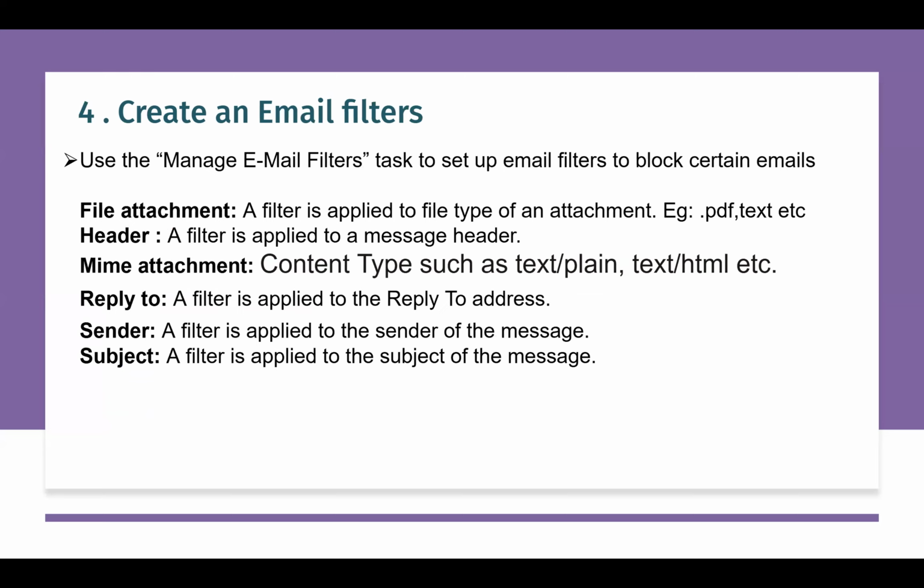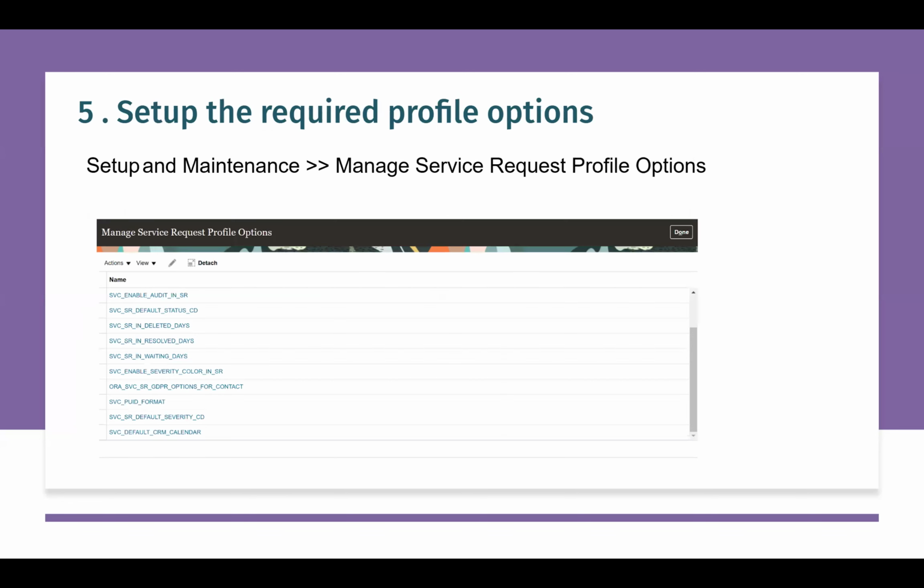Then the fourth step is creating email filters. We can use the manage email filters task to set up the email filters. There are some attributes here: file attachment, header, and MIME attachment for different content types, reply to, sender, and subject. Basically, all of these attributes will refer to the email.